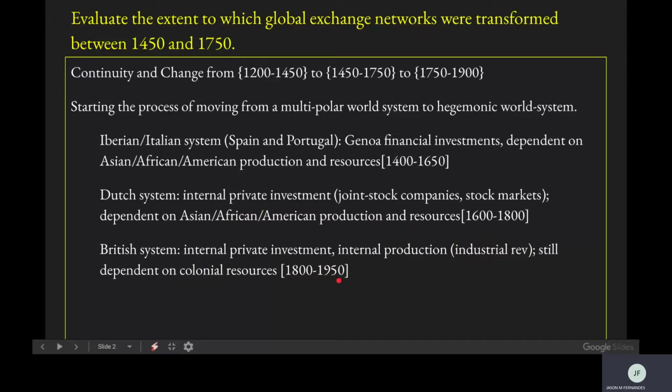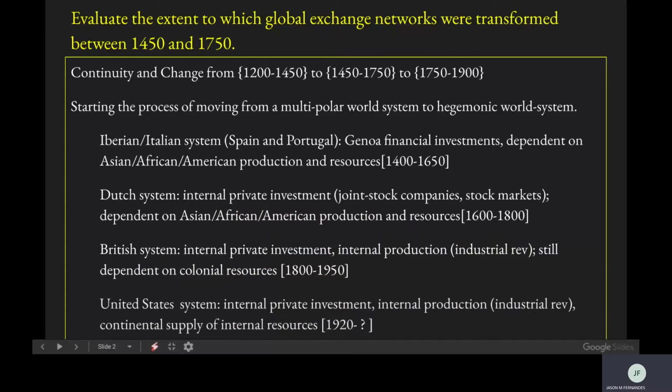And then kind of the final phase of this new system that we see is that U.S. system, right, which will take over in the 20th century. Okay? Again, internal private investment, right, capitalism. We also have internal production, right? We're going to industrialize. But then we also have another advantage that the British did not have, which is this continental supply of internal resources, right? We stretch all the way from the Atlantic to the Pacific.